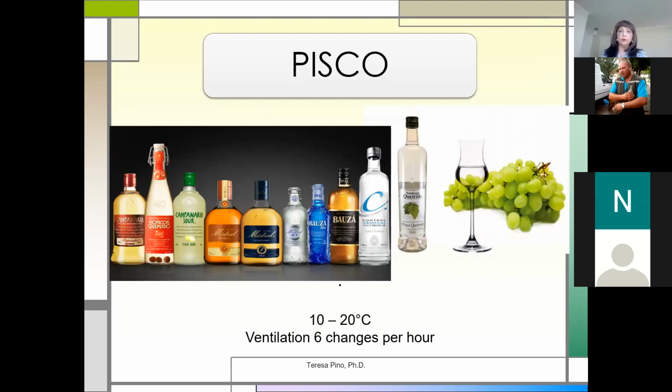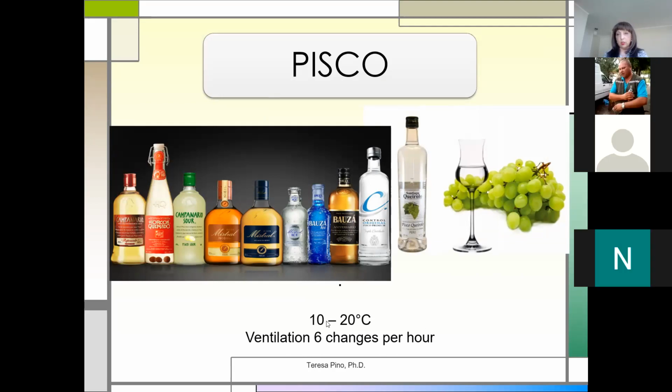Let's talk about Pisco. This could have been whiskey or any other type of high volume of alcohol. It goes under ventilation of 6 changes per hour. And this is the temperature range. Okay? So in this case, we don't need a reefer. We're going to talk about that later. We don't need a reefer. We need another type of container. For the beer, we do. And ventilation is indicating what type of container we need.